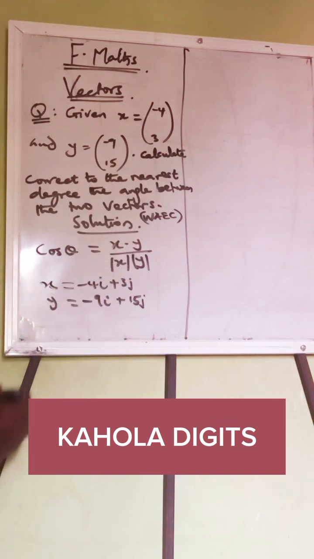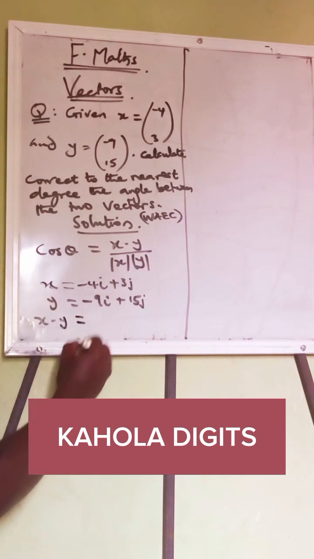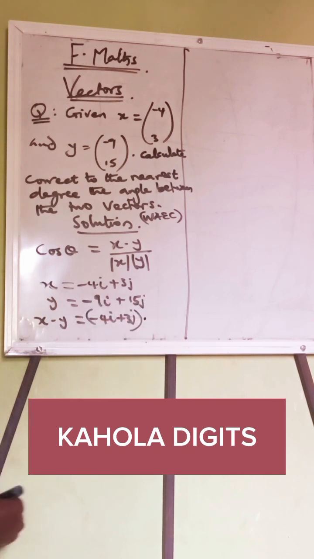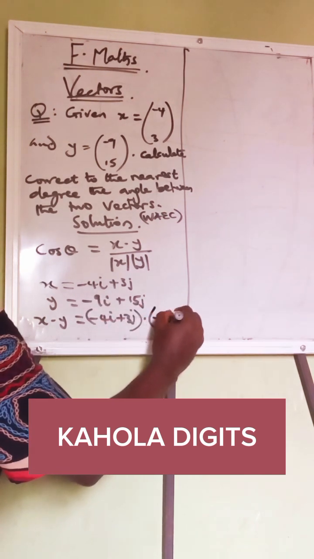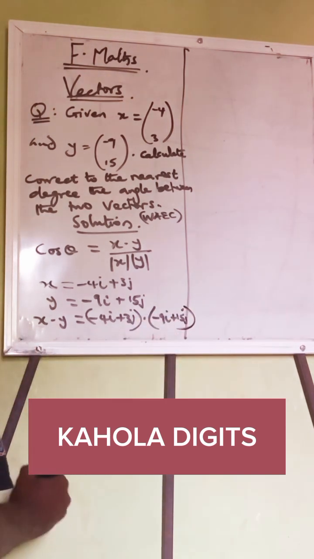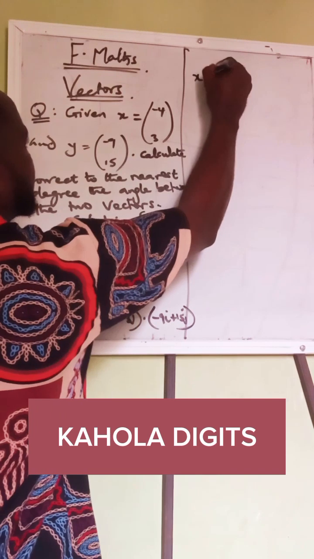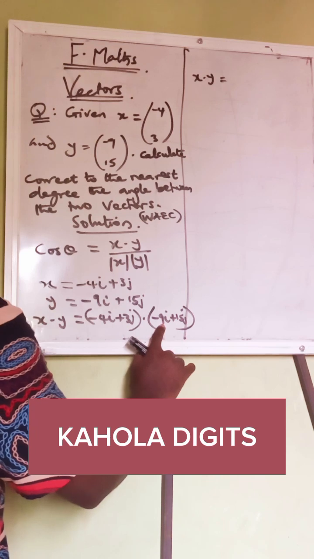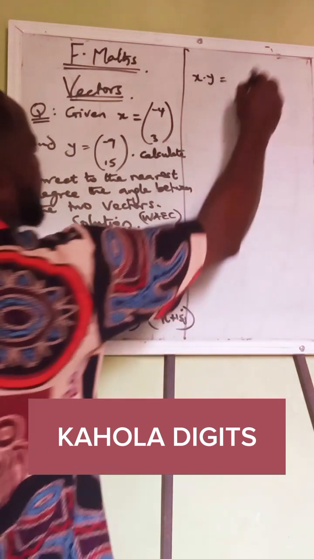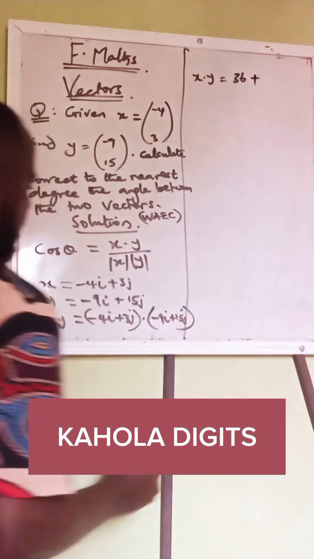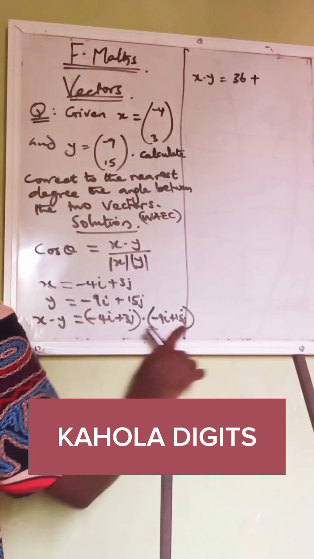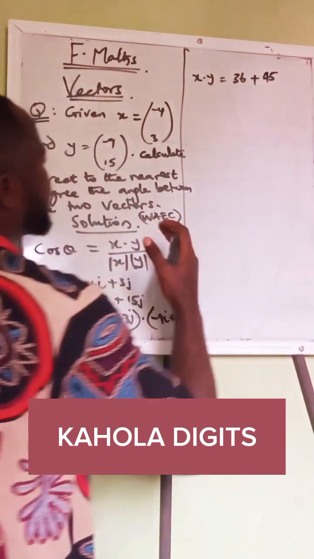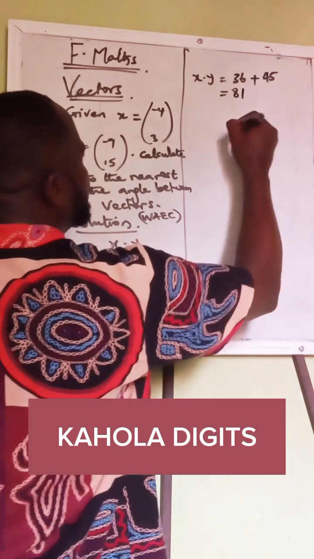Now let's find the dot product. So x dot y will be (minus 4i plus 3j) dot (minus 9i plus 15j). So let's do the dot multiplication. Minus 4i multiplied by minus 9i gives us plus 36. Then plus 3j multiplied by 15j gives us 45. So x dot y gives us 81.